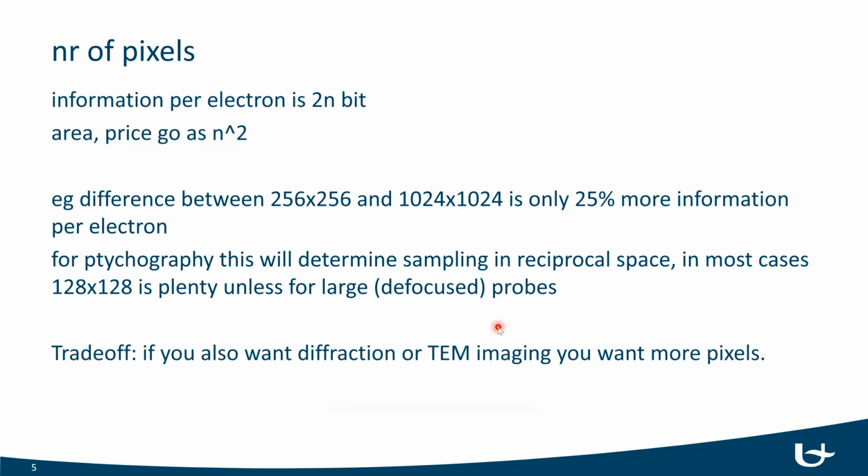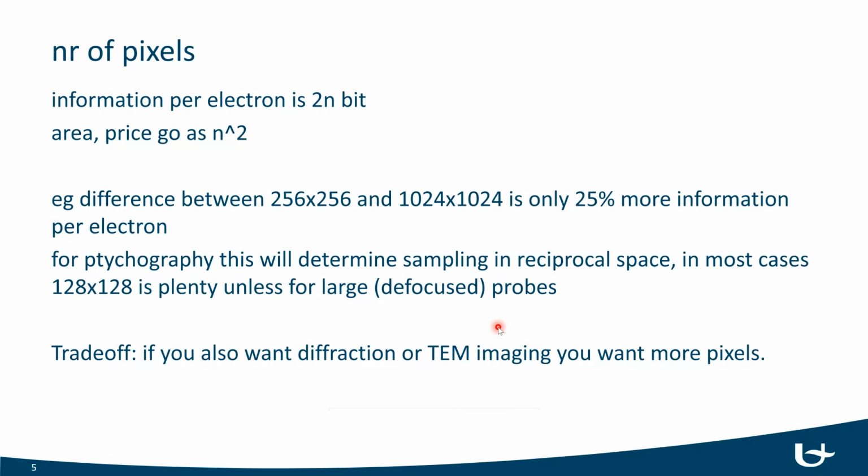For ptychography, this will determine the sampling in reciprocal space, and it really depends on exactly how you set up your 4D STEM. But it turns out, in most cases, I would say 128 is plenty, unless you are targeting really large defocused probe ptychography. So a few hundred by a few hundred pixels is already very luxurious.